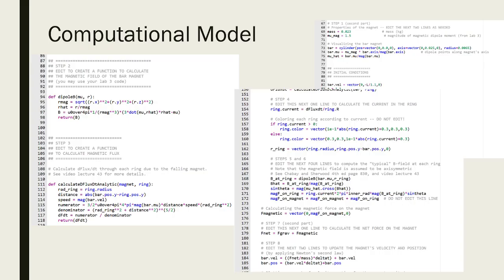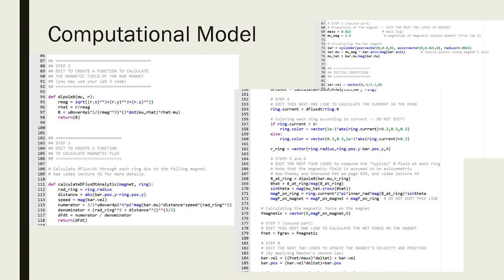And then we come to the computational model. There are in total 8 steps in our computational model. In the first step, we define some initial conditions of the experiment, like mass and magnetic dipole moment. In the second step, we calculate the magnetic field, and with the magnetic field, in the third step, we calculate the derivative of flux. With the derivative of flux, we can get the current, which is calculated in step 4.